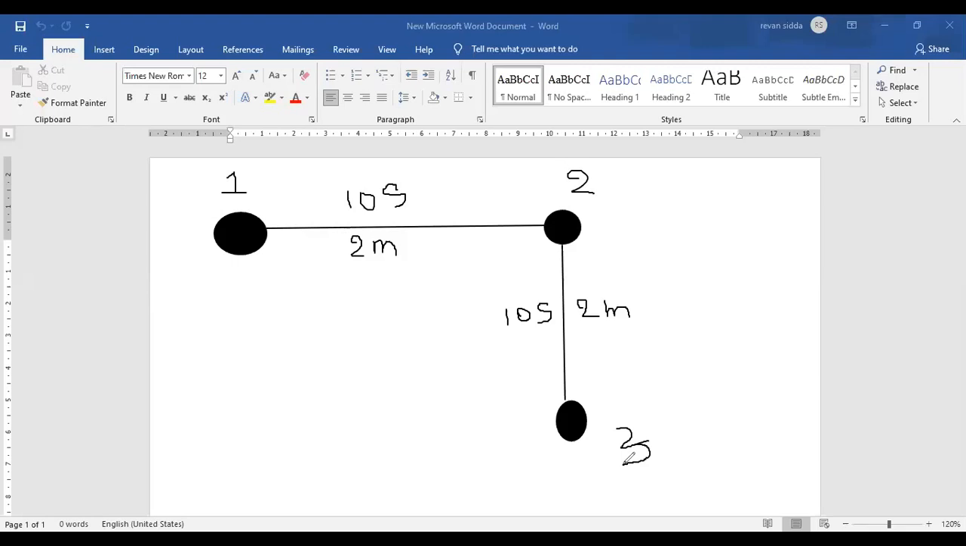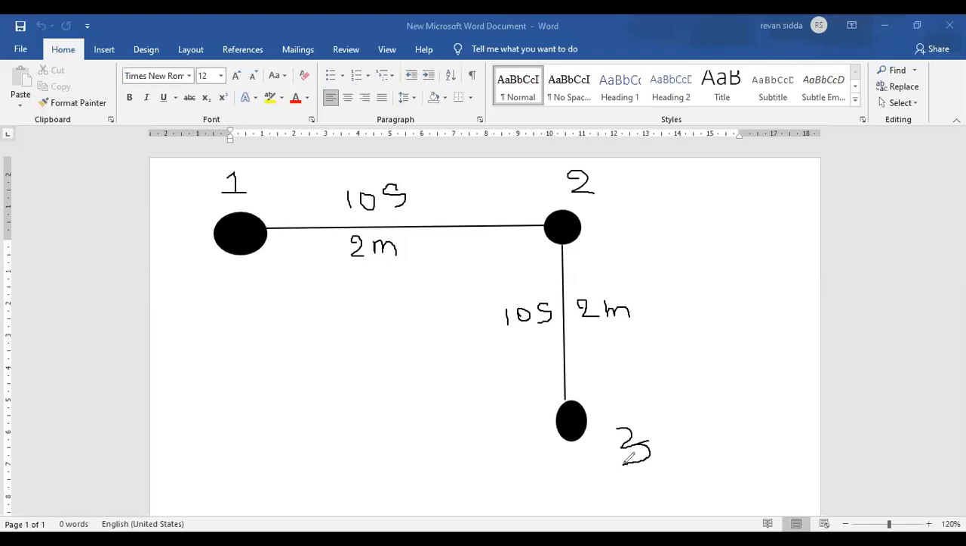Specified direction, in the sense east direction, west direction, north direction, south direction, east-west direction, north-south direction, like that. A specified direction should be there, then only it will be uniform velocity. Otherwise it will be only uniform motion. If there is no direction, then it is called uniform motion. If there is a particular direction, then only it will be called uniform velocity. So the uniform velocity definition is: equal distance in equal intervals of time in a particular direction.